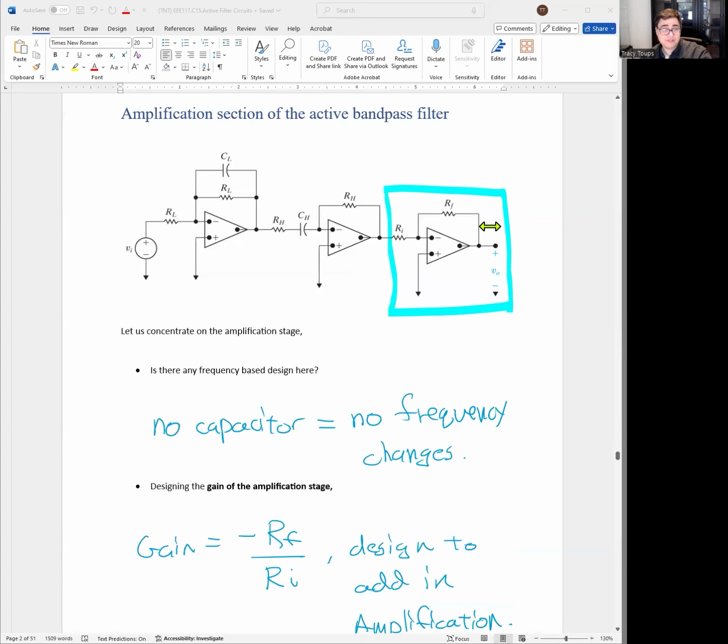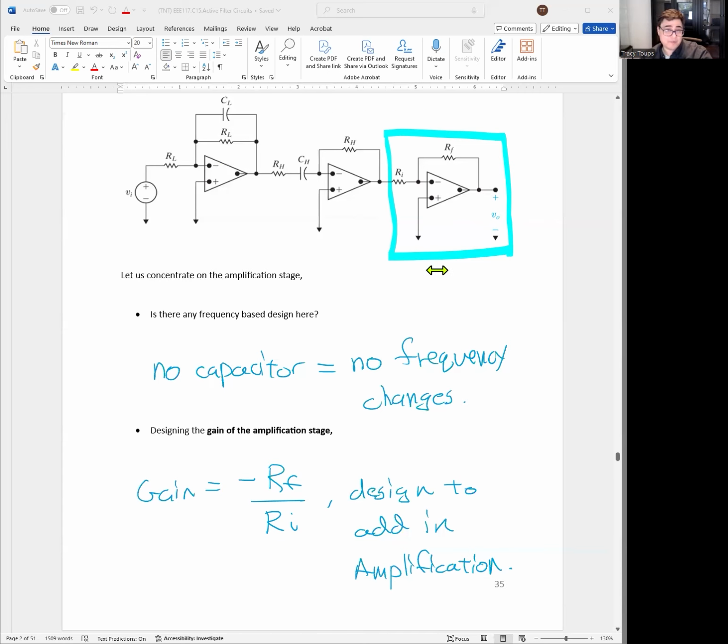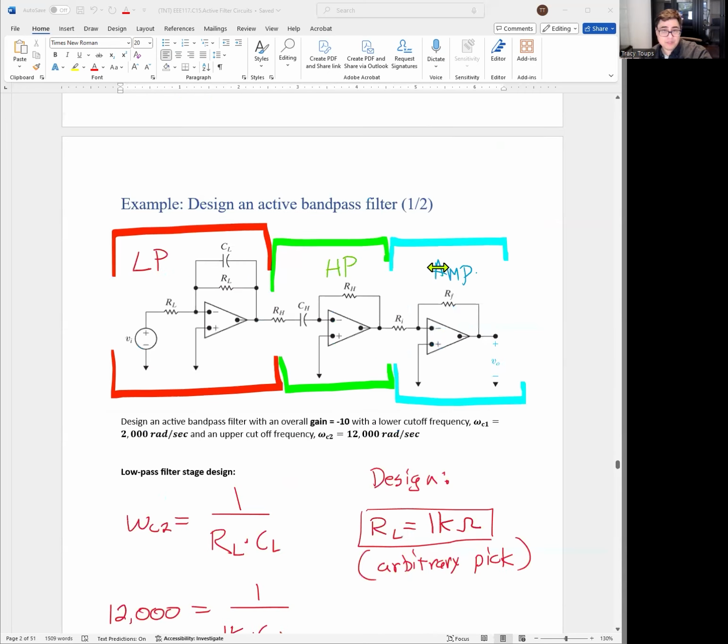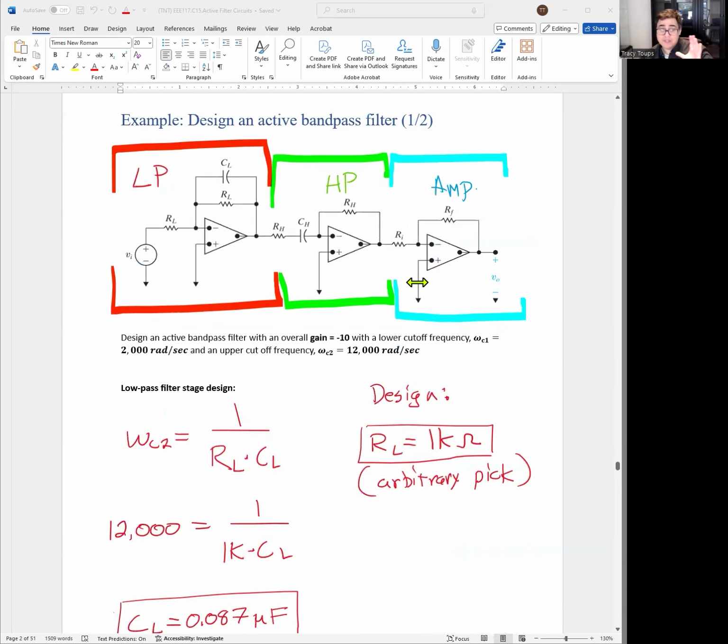Okay, so again, 3 stages going through. As long as you know how to design each individual stage, putting them all together is pretty easy, right? So we're not really doing anything crazy, in my opinion. We're just taking things you learned and mashing them together.